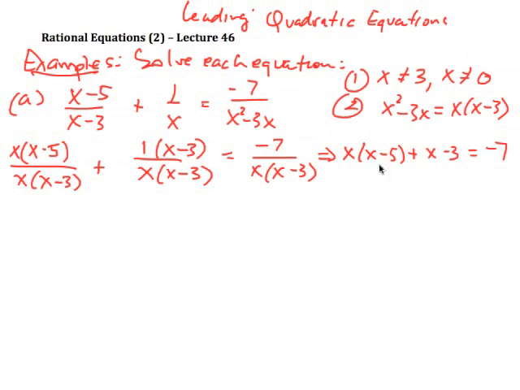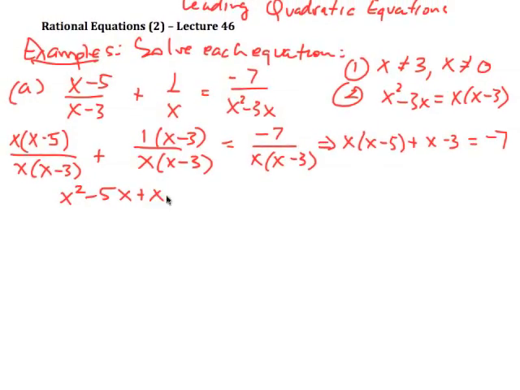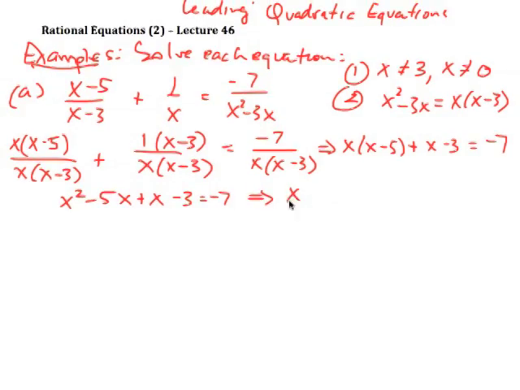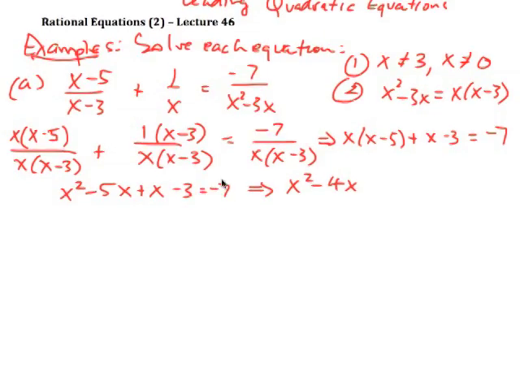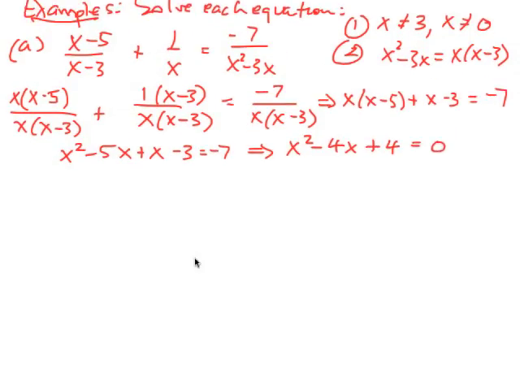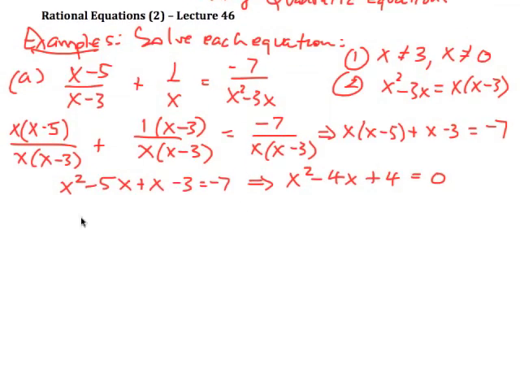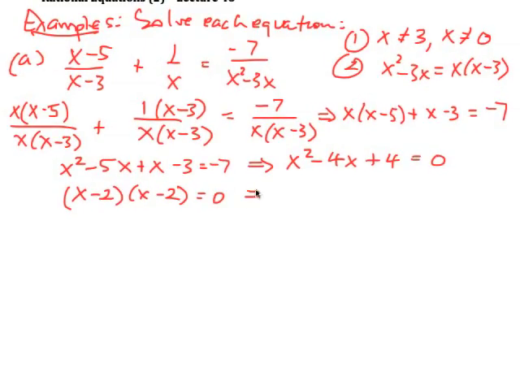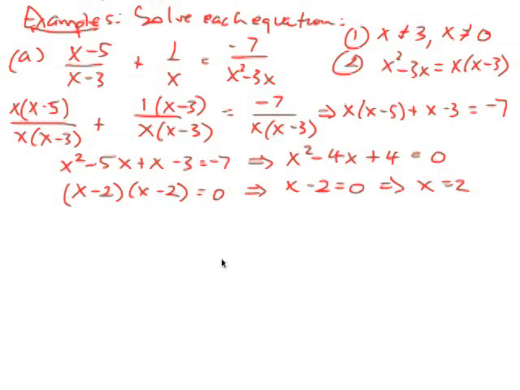If I now distribute, we get x² - 5x + x - 3 equals -7, which means we're looking to solve x² - 4x, and bring this across, we add 7 to both sides, plus 4 equals 0. To solve this we look for factors of 4 which add up to -4, and that will be (x - 2)(x - 2), which implies that x - 2 equals 0, so x must be equal to 2.